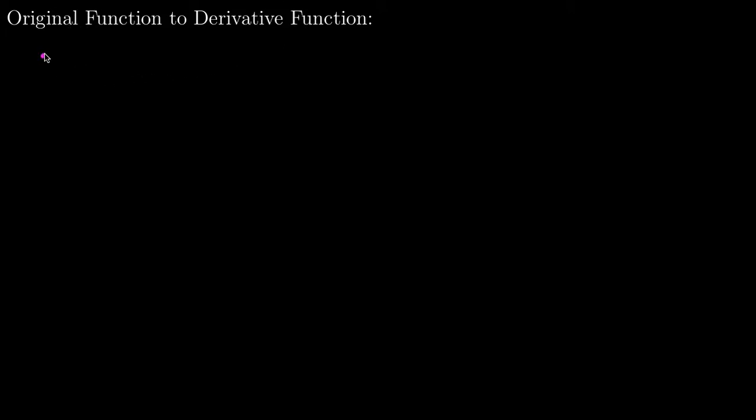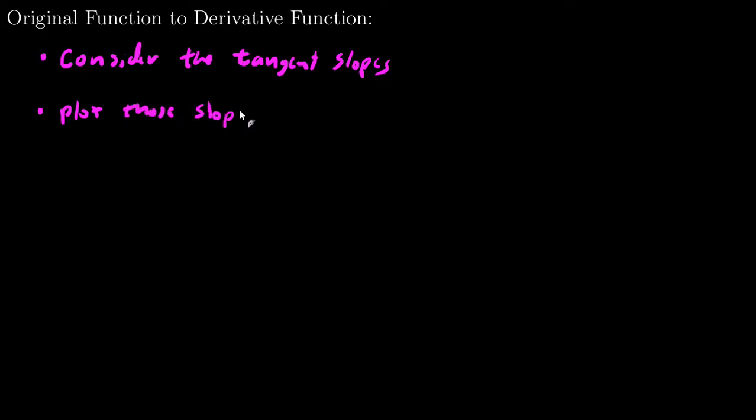The idea is this. We are going to consider the tangent slopes and plot those slopes as points on the derivative. And let's look at two examples of this. The first one I'm going to do very slowly and methodically and try to visually show and explain the thought process. The second one I'm going to go through a little bit faster. I'm trying to describe more of how I actually do these problems.